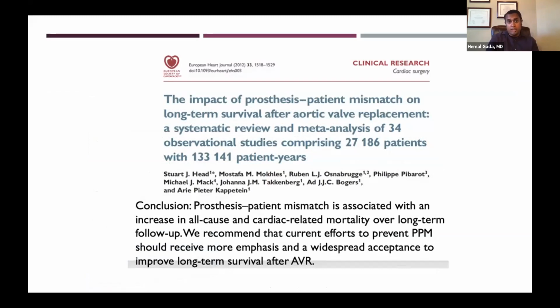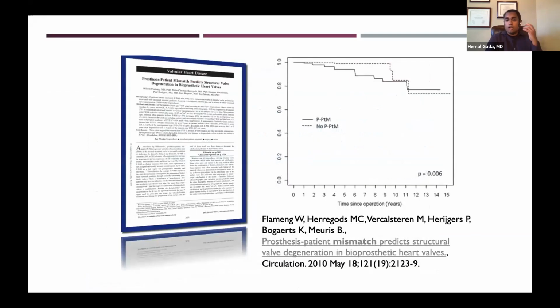This is a meta-analysis encompassing over 133,000 patient years of data. Again, looking at patient prosthesis mismatch and linking that to all-cause and cardiac-related mortality, any form of patient prosthesis mismatch. Looking at structural valve degeneration, where historically that was just freedom from a reoperative AVR over a period of time, the definitions have morphed a little bit more precisely, looking at gradients and levels of insufficiency now in addition to the reoperation. Point is that if you have patient prosthesis mismatch, your valve's going to degenerate much more rapidly than if you don't.